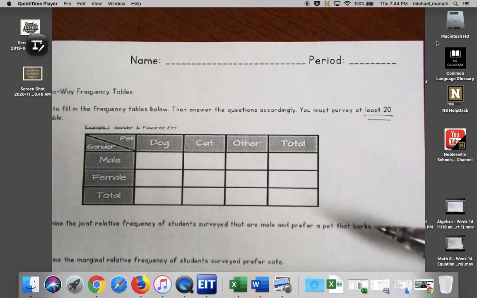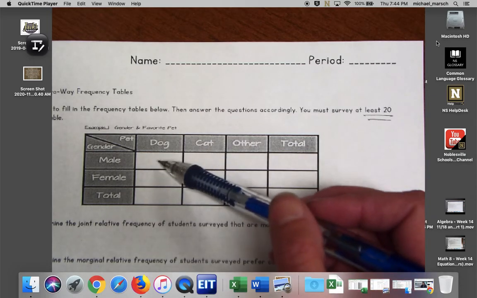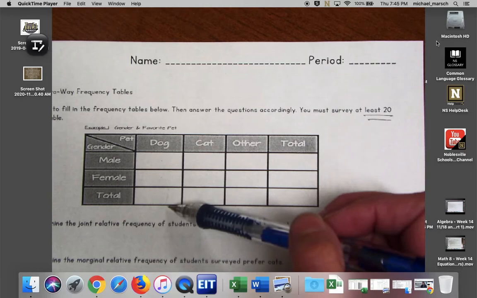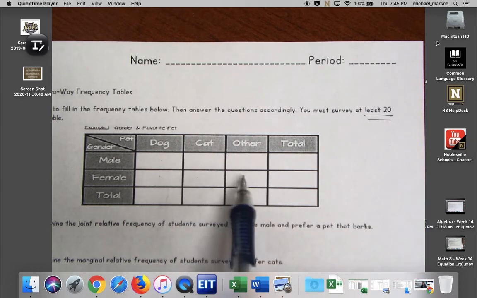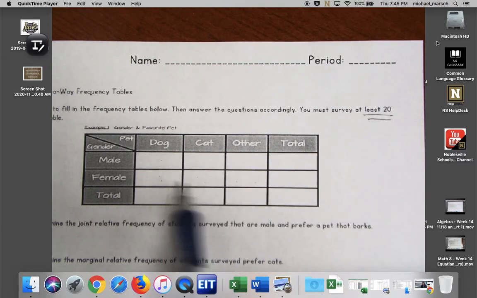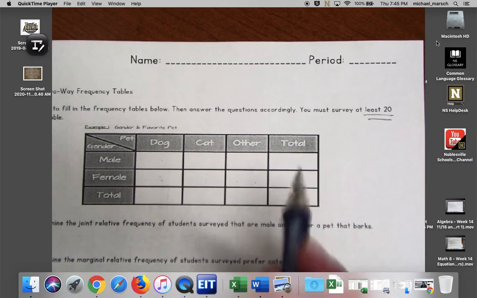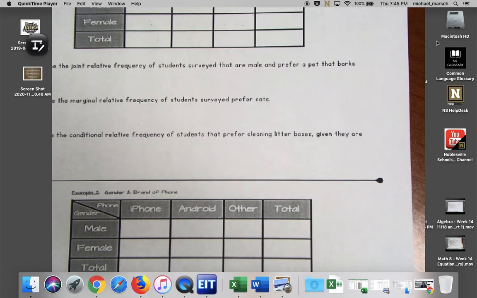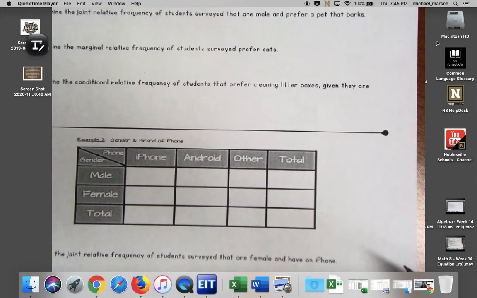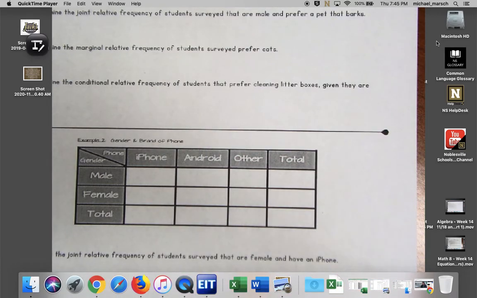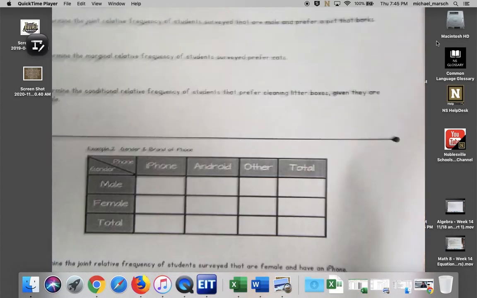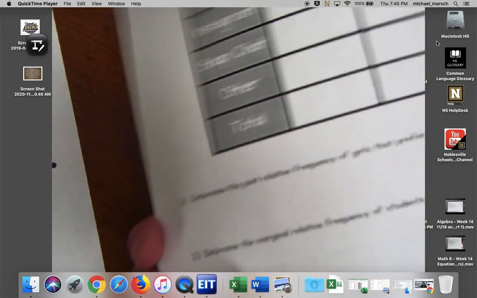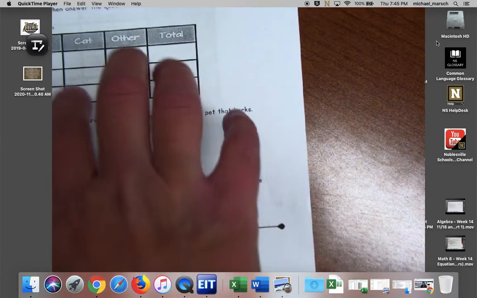Okay, but just make sure it works, right? So if you decide that, say, 10 males and 20 females like dogs, then make sure this says 30, okay? Or if you decide that this is like 15, 20, and 10, or 7, 6, and 5, make sure this actually adds up to 18, okay? So just make sure your data works. All your totals match up and everything. And then you'll do the same thing down here, okay? What kind of phones do people have, right? And then you'll just answer the frequencies. So Monday, when you guys are home, this is what you're going to do. You're going to finish this page, and then you're going to do this page, either by actually surveying people or making up numbers that actually work in the table.